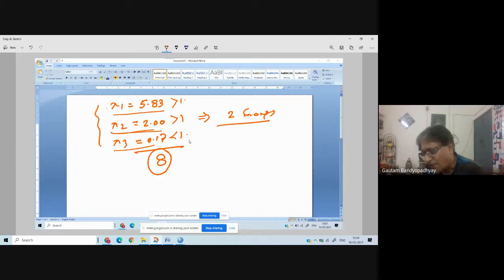But first, what is my first question? How many homogeneous groups can be constructed? The number of groups is decided on the basis of eigenvalues that are more than 1. How many eigenvalues are more than 1? Two eigenvalues are more than 1. So that's why 2 groups can be constructed. This is the first thing we can decide.